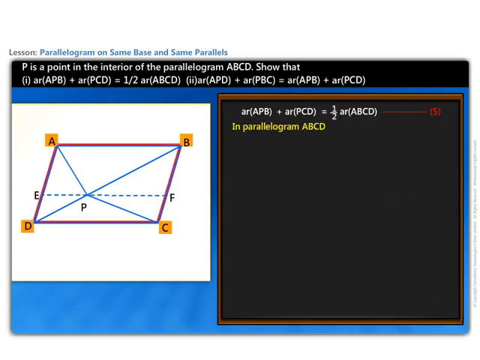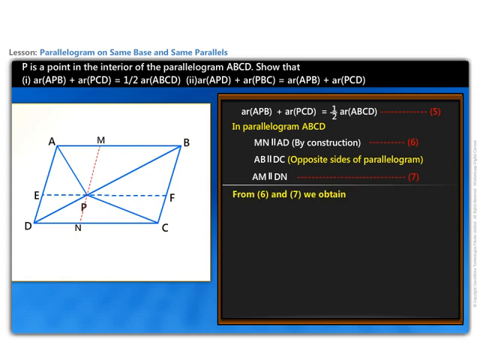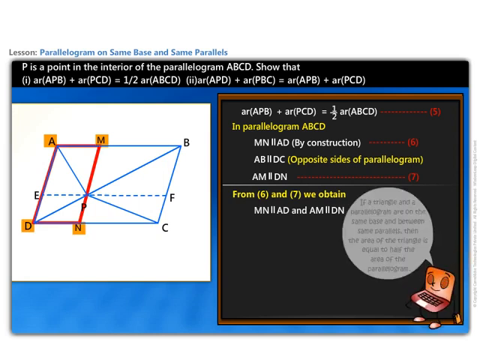In a parallelogram ABCD, by construction, MN is parallel to AD. Let this be equation 6. AB is parallel to DC as they are opposite sides of the parallelogram. AM is parallel to DN. Let this be equation 7. From equations 6 and 7, we find that MN is parallel to AD and AM is parallel to DN.